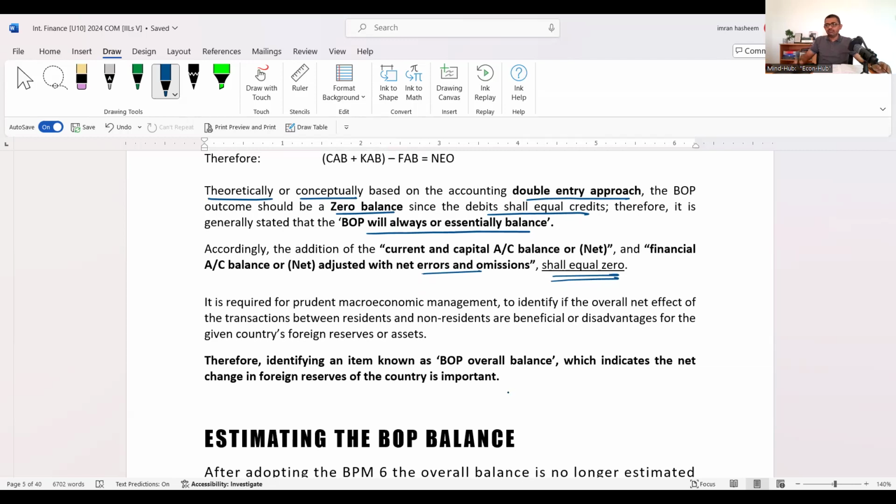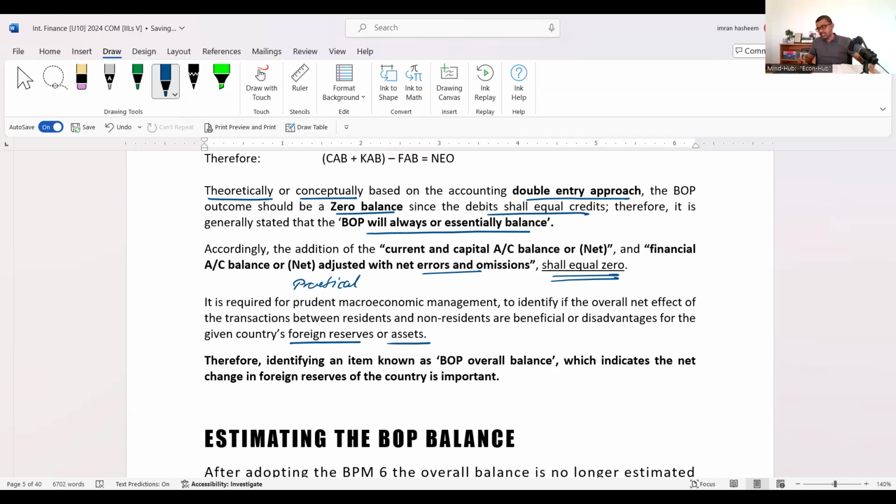It is required for prudent, very practical macroeconomic management, right? To identify the overall net effect of the transactions between residents and non-residents, whether they are beneficial or disadvantageous for the given country's foreign reserve or reserve assets. Because we have an item, reserve assets.